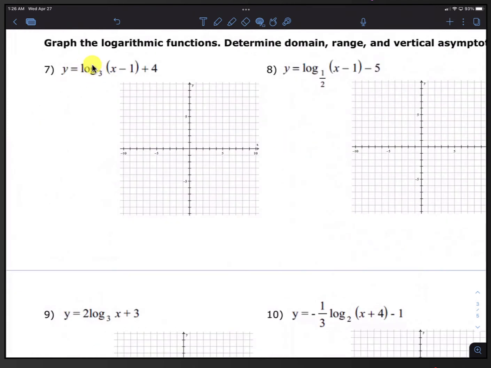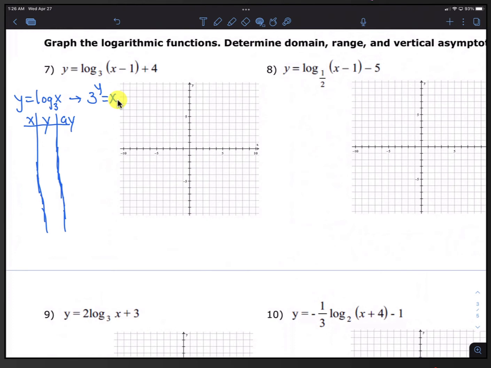All right, graphing another log equation and then determining domain, range, and vertical asymptote. So it's log base 3 of (x minus 1) plus 4. First, let's rewrite it using its parent curve. The parent curve is just y equals log base 3 of x. Convert that to an exponent, and we get 3 raised to the y equals x.